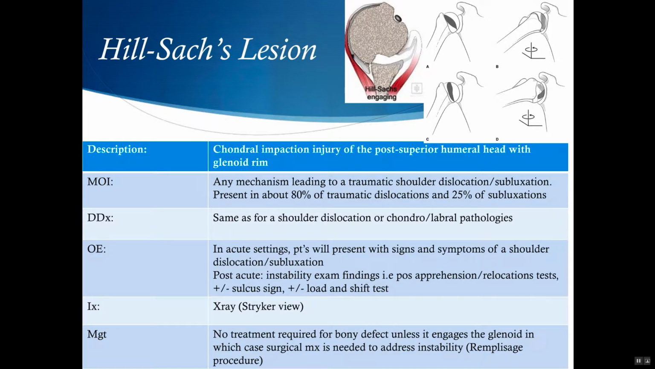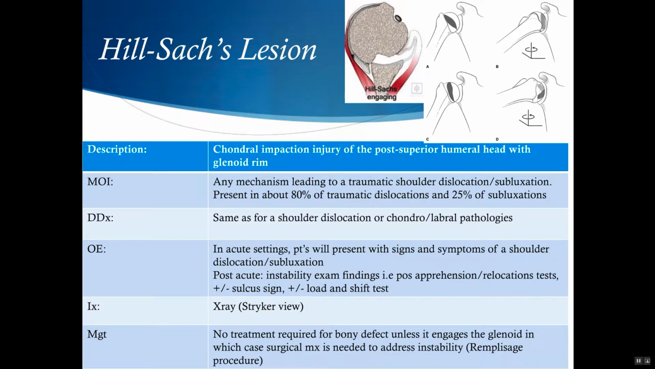The differential diagnosis for a Hill-Sachs lesion is the same for a shoulder dislocation or chondrolabral pathology, as previously discussed. Similarly, with the Bankart, in the acute setting, the patient will present with signs and symptoms of a shoulder dislocation or subluxation. X-rays are helpful to assess these lesions. The Stryker view probably gives you the best view of the Hill-Sachs lesion. And no treatment is typically required for these defects.